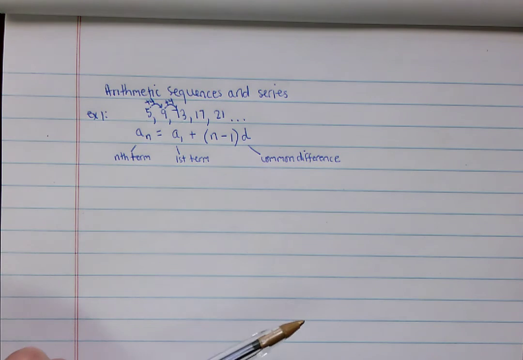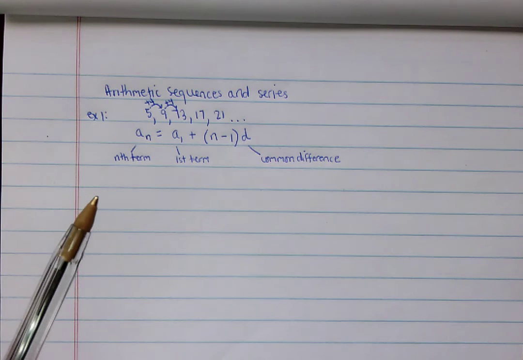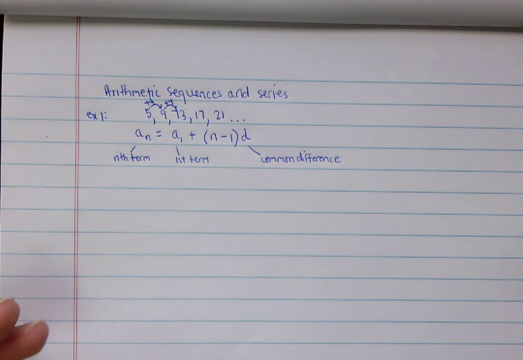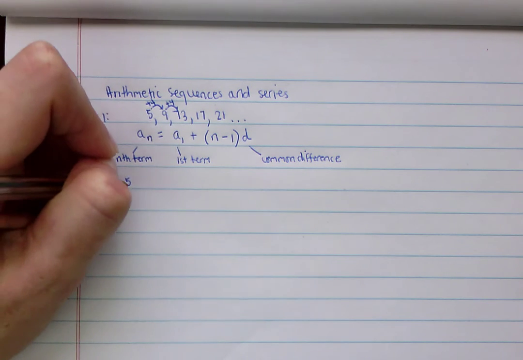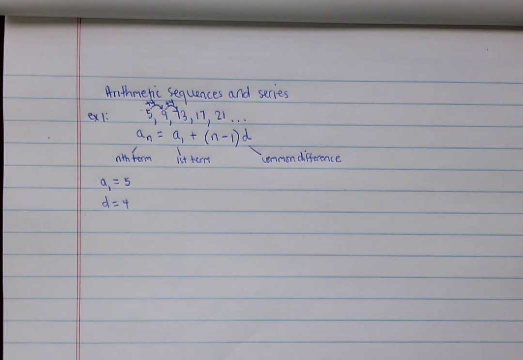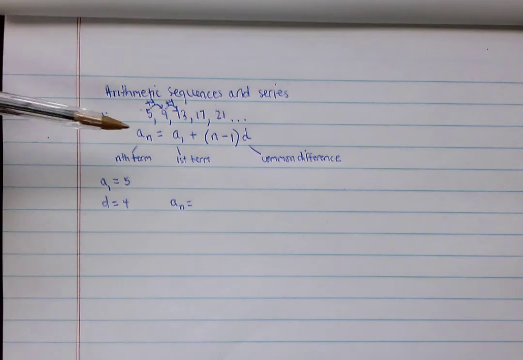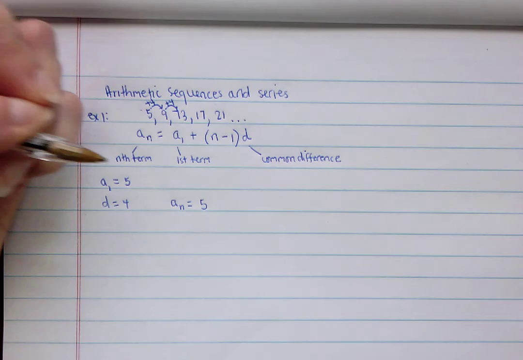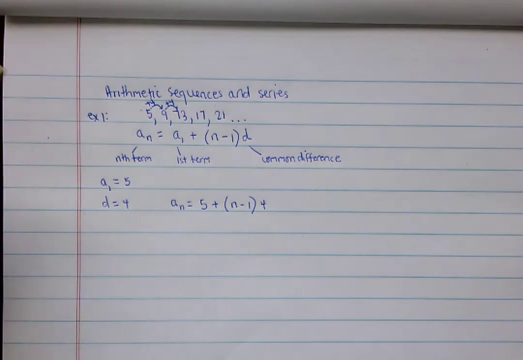It says, write a formula for the nth term for this arithmetic sequence. Again, each term of the sequence after the first is 4 more than the previous term. We can also identify the first term. So a sub 1 equals 5. That's the first term. The common difference is 4. And so we can write a formula for this nth term. a sub n will equal a sub 1, which is 5, plus n minus 1 times 4. And so this is our formula here.